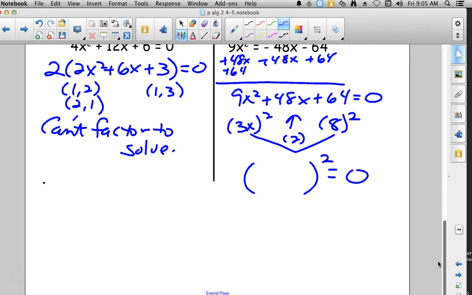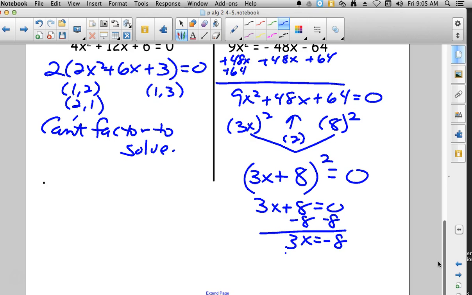So what goes in front? 3x. What goes in back? The 8. And should we use a plus or a minus in there? Yeah, everything up here is plus. So then we do 3x plus 8 equals 0, and we subtract 8 from both sides, and we divide by 3.